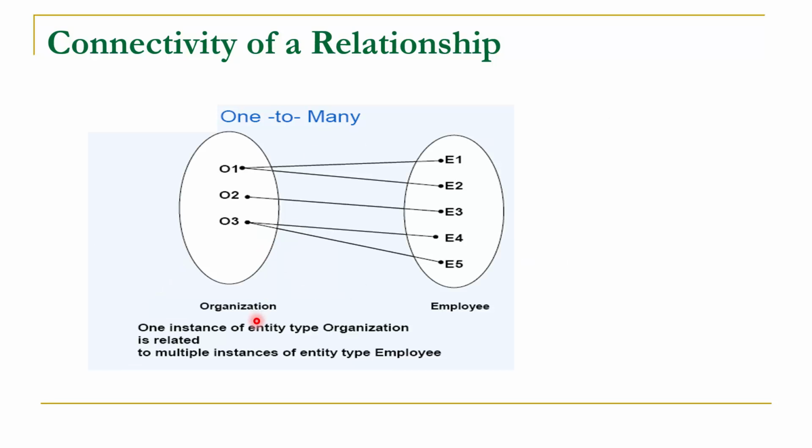Let us consider a relationship between an organization and its employees. The relationship between organization and employee is one-to-many. In this case, for a given organization we can have multiple employees, but for a given employee there is only one organization. So the relationship between organization and employee is one-to-many.